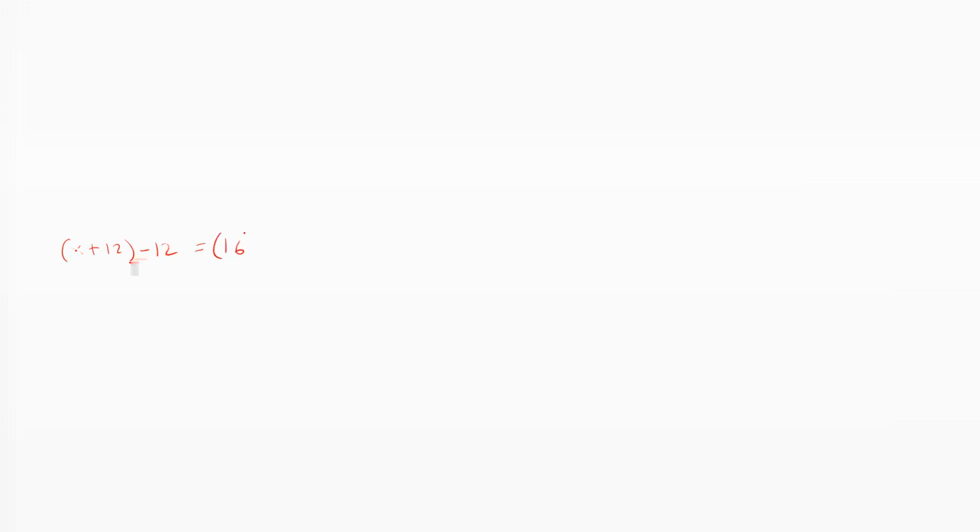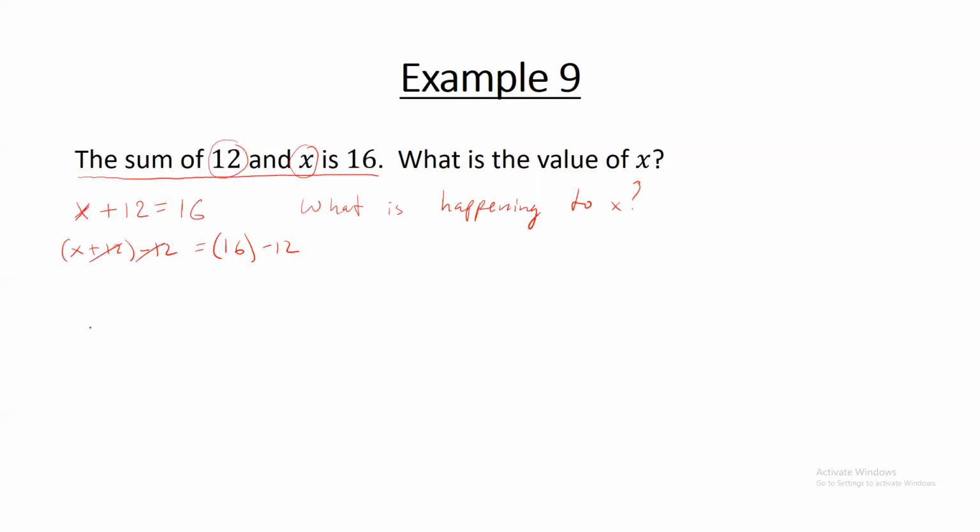And we do it to both sides of the equation, so that adding 12 and subtracting 12 will cancel each other out, leaving us with just x equals 16 minus 12, which is 4. And so the answer is x equals 4. It makes sense, right? If x is 4, then the sum of 12 and 4 is 16, because 12 plus 4 is 16.